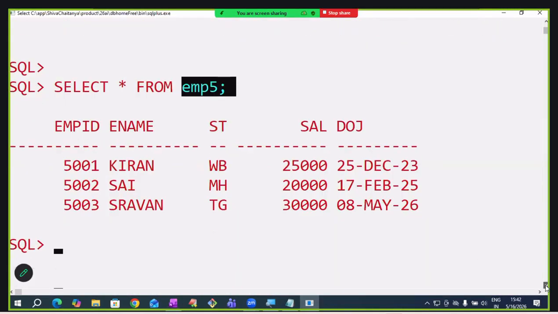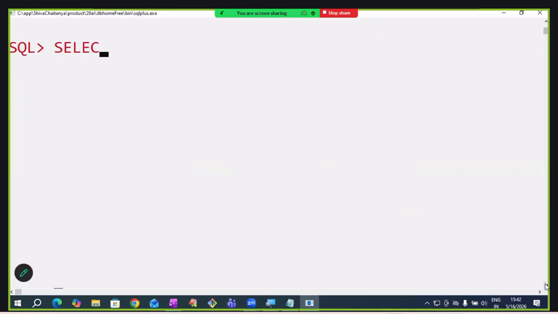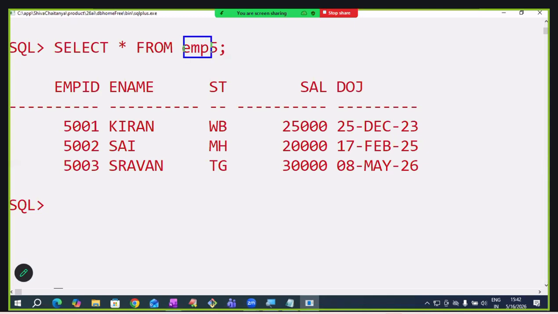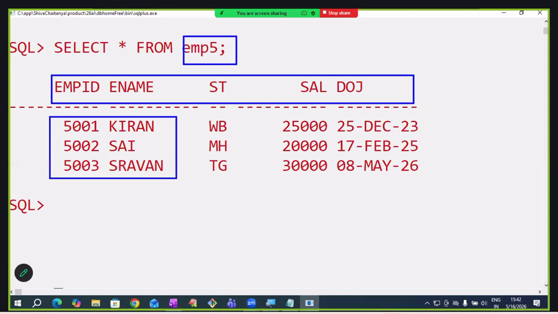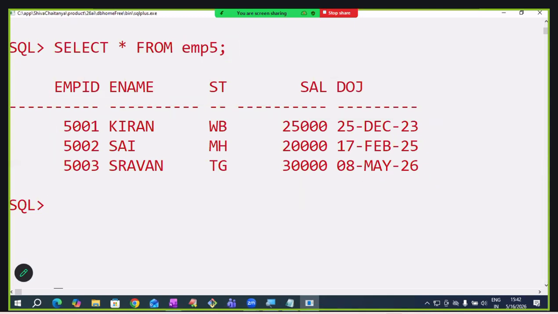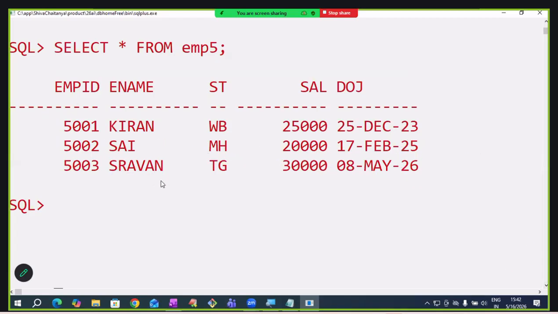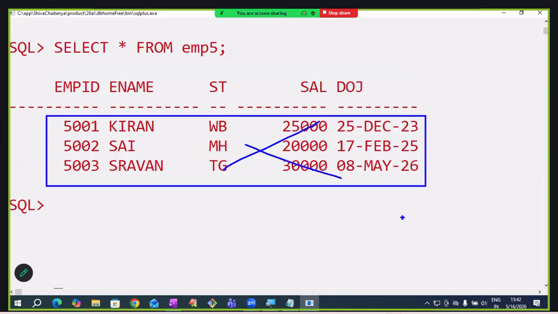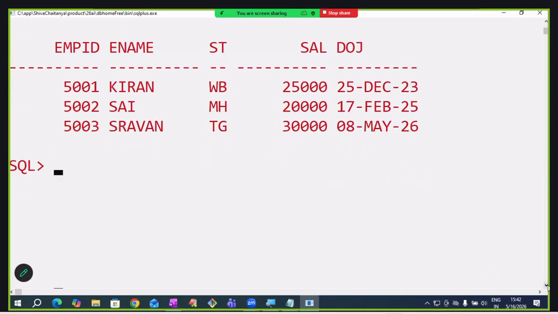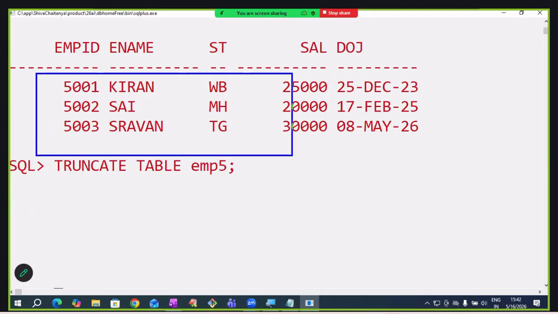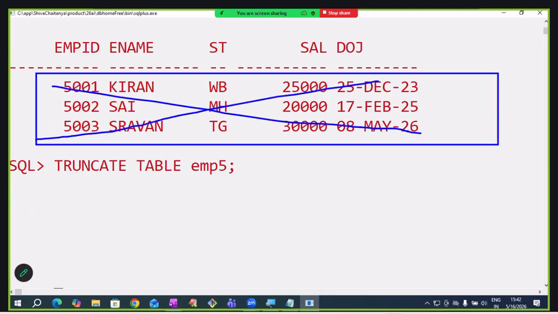Check here. Okay, observe now. Select star from EMP5. This is EMP5 table data, sir. Observe. It has 5 columns, 3 rows. This all rows I want to delete now with good performance. Then write like this. Truncate table EMP5. What happens now? This all rows will be deleted with auto commit. Again, we cannot get those rows.